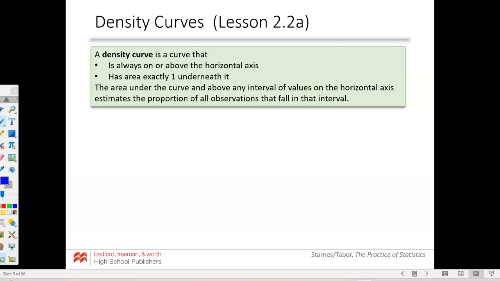So the area under the curve, if you take calculus, that might sound a little bit like calculus right there. But we're going to use that to make estimates and observations about data.